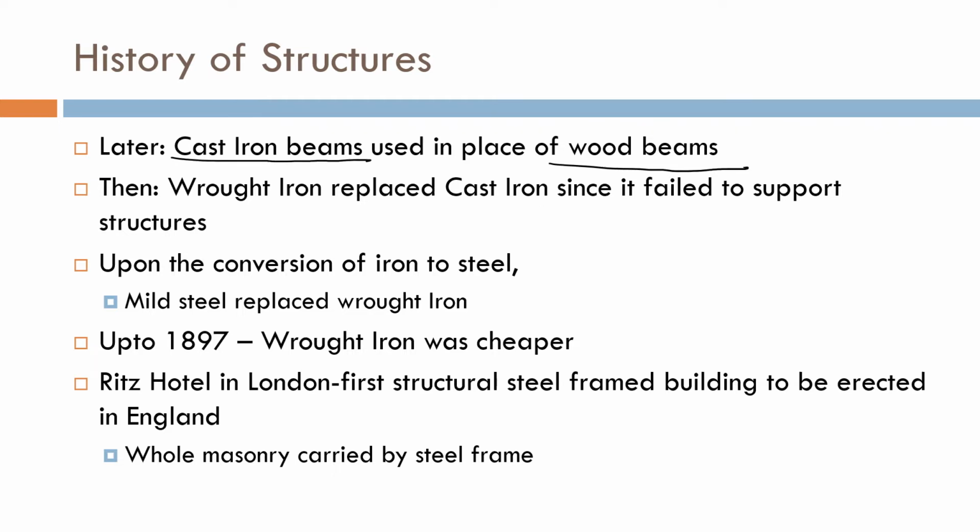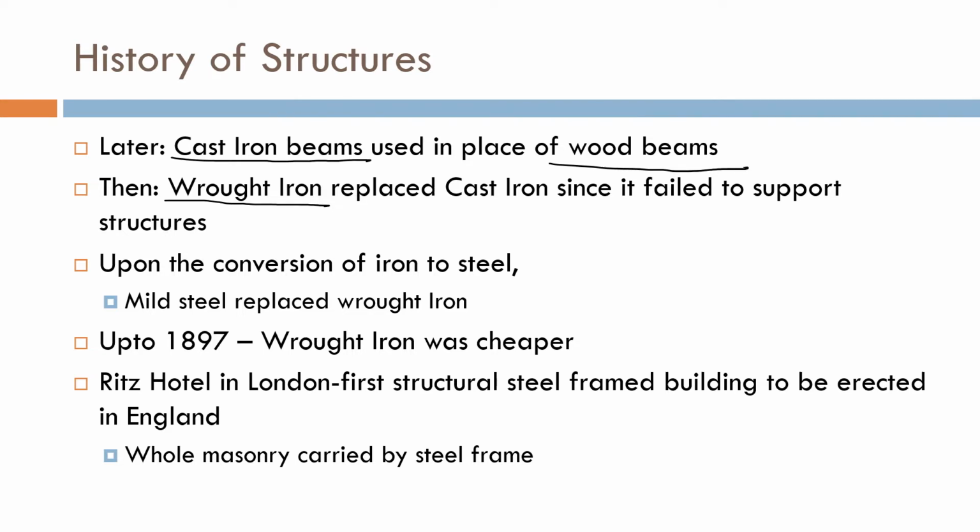But cast iron के साथ में प्रॉब्लम थी कि it did not have as much strength, तो उसके अंदर structural failures होने लगे and it was replaced by wrought iron. So wrought iron replaced cast iron.